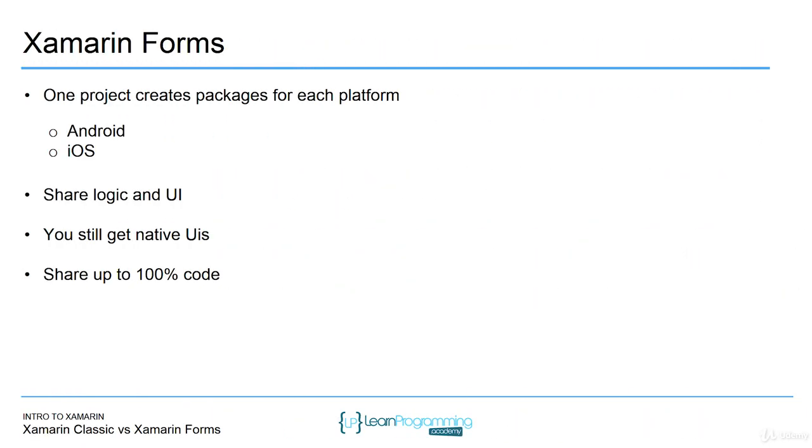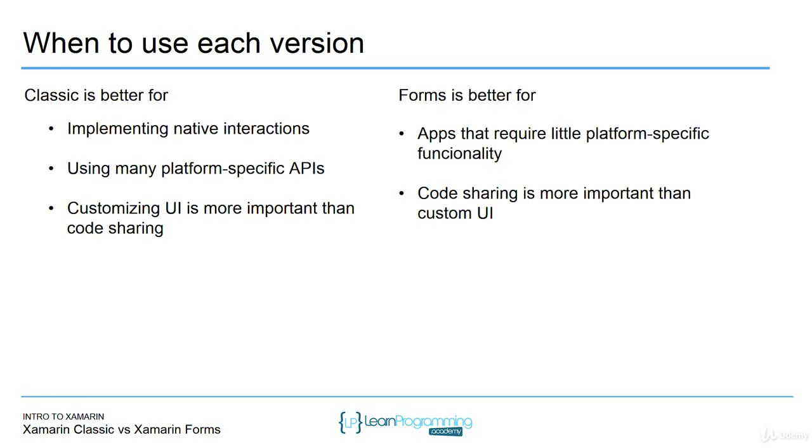In the case of Xamarin Forms, you only have one project, and that one project creates one package for each of the platforms that you're supporting, for example, Android and iOS. In the case of Xamarin Forms, you can share both the logic and the UI while still having native user interfaces. This means that you can define, for example, a button once, and it will be rendered the way it should be rendered according to the platform you're targeting. And Xamarin Forms will even get you up to 100% of code reuse, because in this case, you're also sharing the interface. So let's make the differences a little bit clearer by defining when to use each version.